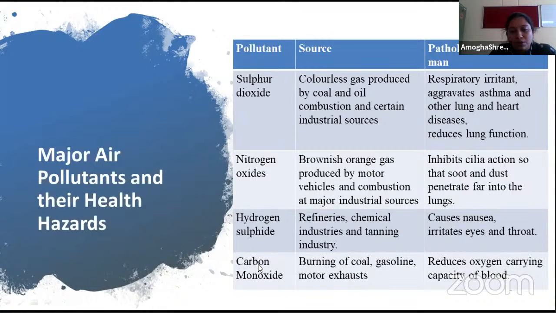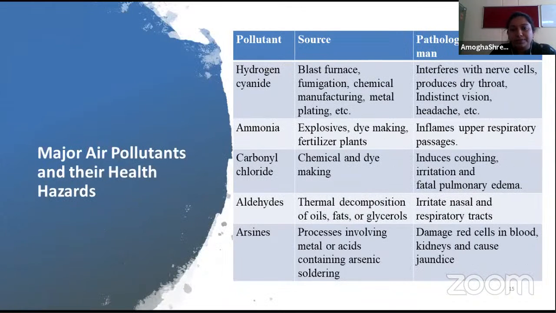Then coming to carbon monoxide, it is produced due to the incomplete combustion of coal. The source is burning of coal, gasoline, and motor exhaust. It mainly reduces the oxygen carrying capacity of the blood.